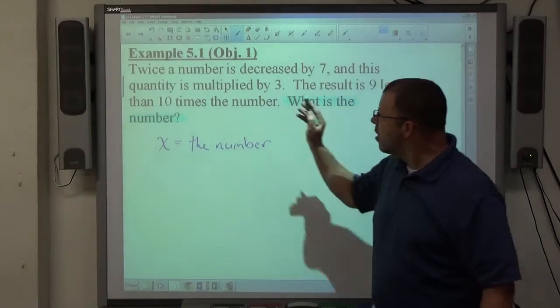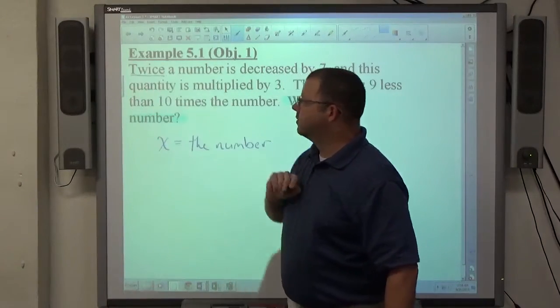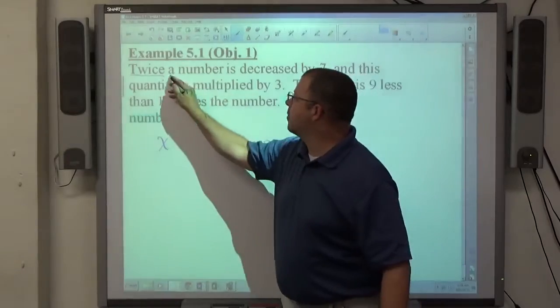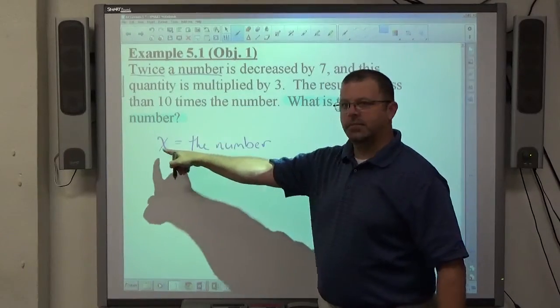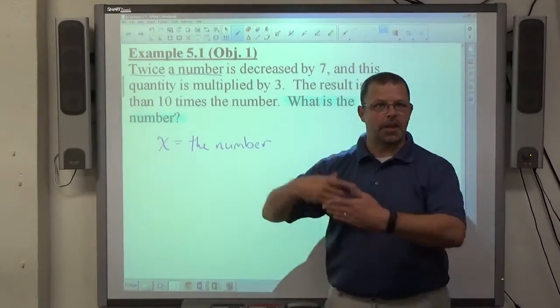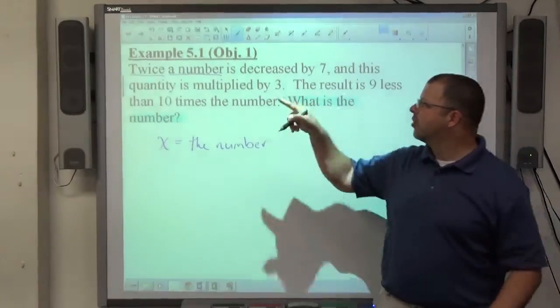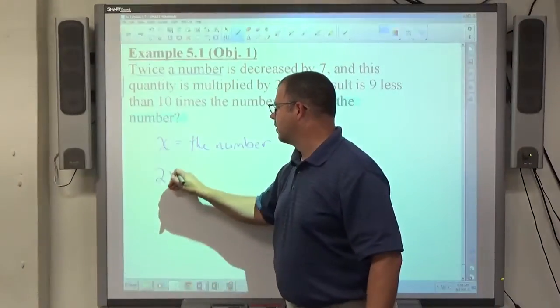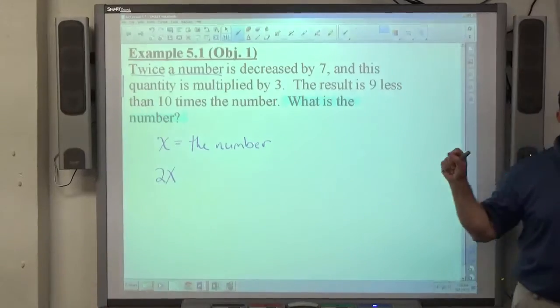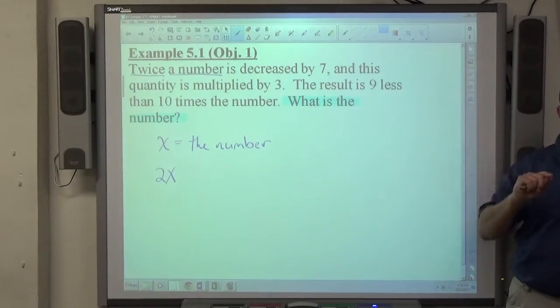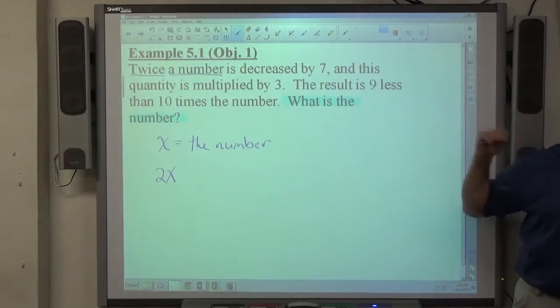So, what does twice mean? 2 times. And a number is? A number. X. Because we've identified it, right? Anytime they say a number or the number, we're talking about X. So twice the number means 2X. Okay, the only thing that doesn't have a mathematical translation in that sentence is going to be number. That's why we gave it a translation.